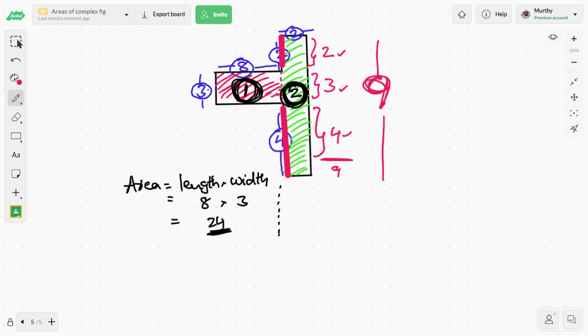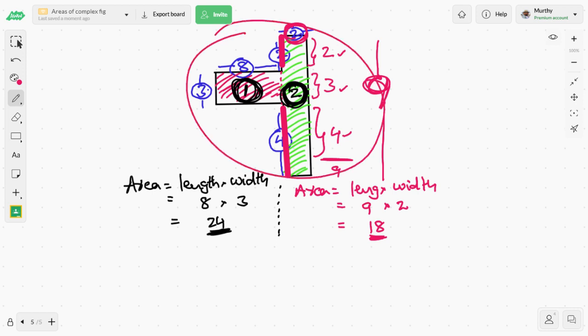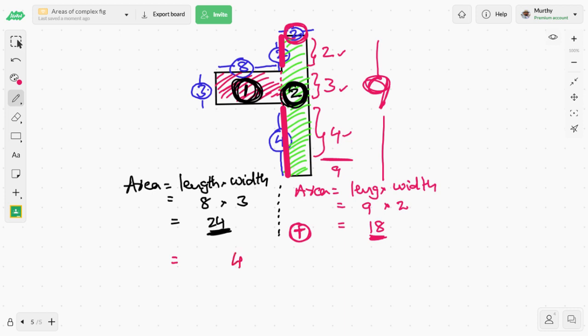So length is 9 here and width is, you see, 2. So area equals length times width. Let me plug in these values. 9 units times 2, 9 times 2 gives me 18 square units. As I mentioned before, if you want the total area, you have to take the sum of these two. So 24 plus 18, 34 and 8, 42 square units.